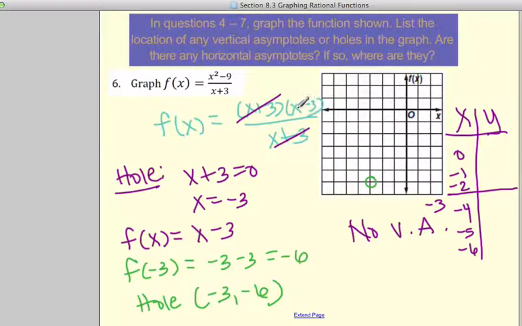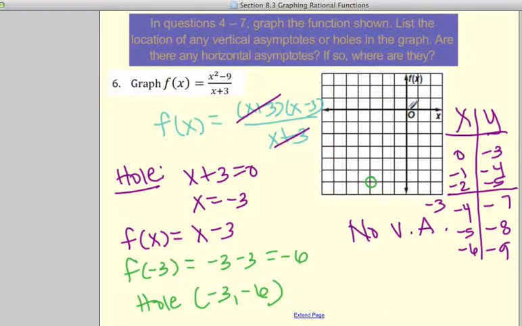Okay, so if I plug in 0, 0 minus 3 would be -3, and once again you could use your graphing calculator. This one's pretty easy though. -1 minus 3 is -4, -2 minus 3 is -5, -4 minus 3 is -7, -5 minus 3 is -8, and this gives me -9. And I'm going to plot these points to see what happens.